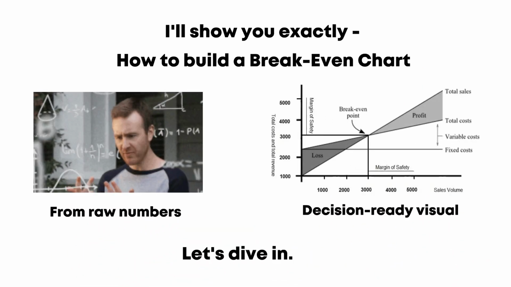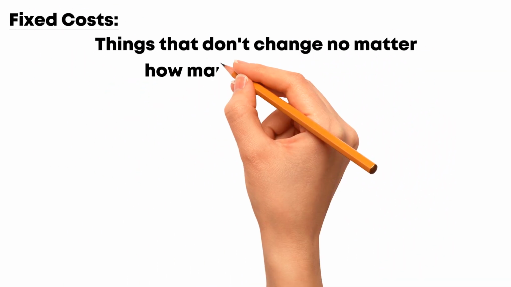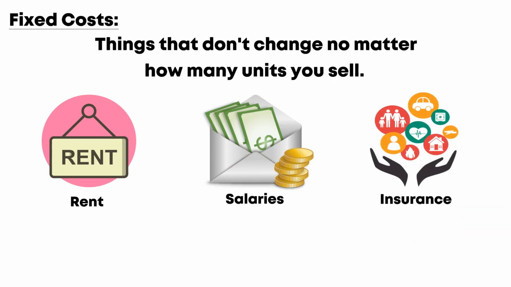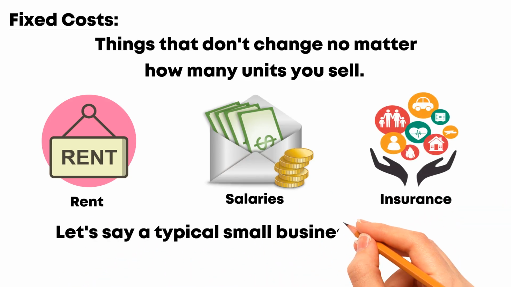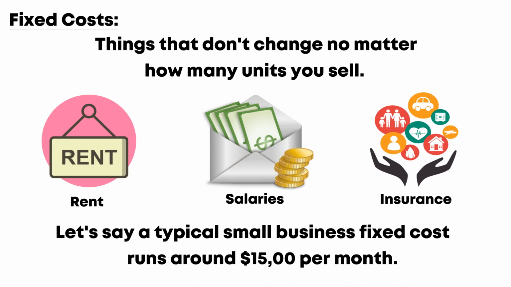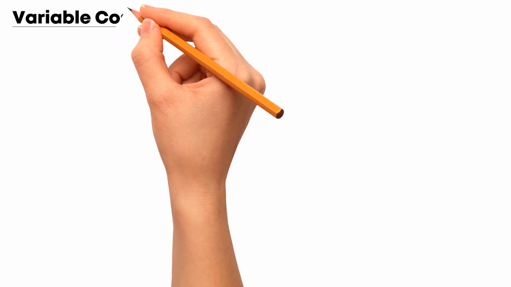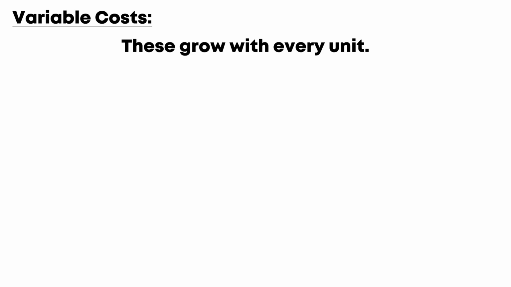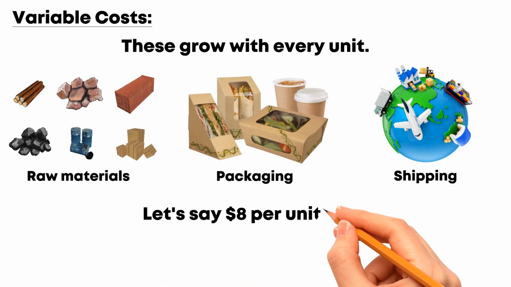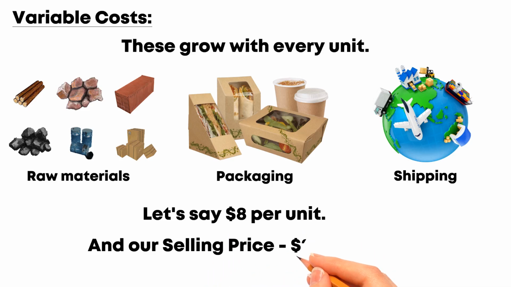Let's dive in. Fixed costs, things that don't change no matter how many units you sell. Rent, salaries, insurance. In 2026, let's say a typical small business fixed cost runs around $15,000 per month. Variable costs. These grow with every unit. Raw materials, packaging, shipping. Let's say $8 per unit. And our selling price, $20 per unit.